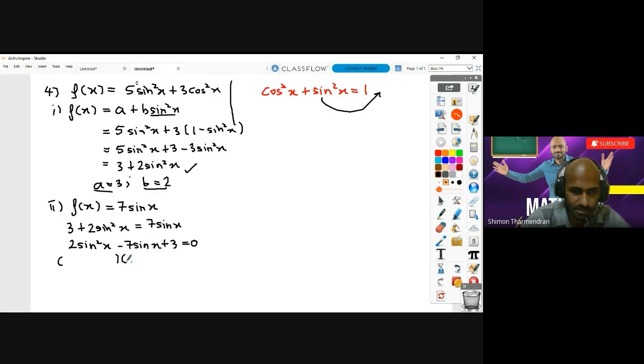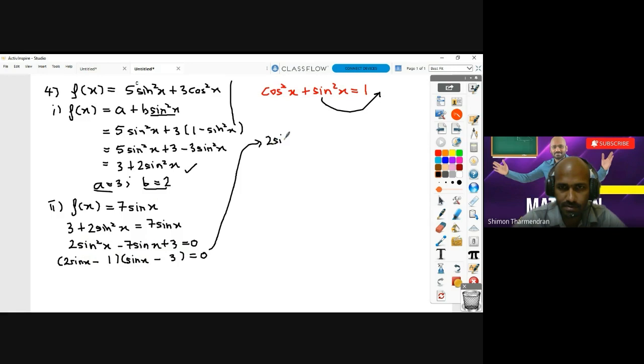Sekarang buat pemfaktoran. Normal step. So 2 sine square x will become 2 sine of x, and this is sine of x. 1 and 3. I want to get a minus 7. This is not 1 and 1. This is supposed to be a 3 over here. So 2 times 3 minus 6 minus 1 gives me a minus 7. So moving on up here, we have 2 sine x minus 1 equals to 0. Sine x equals to half.